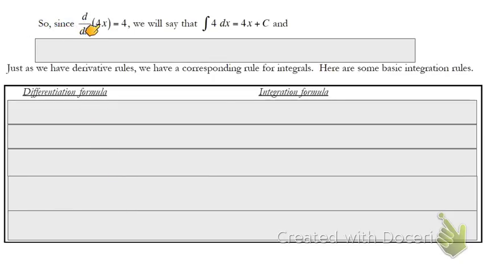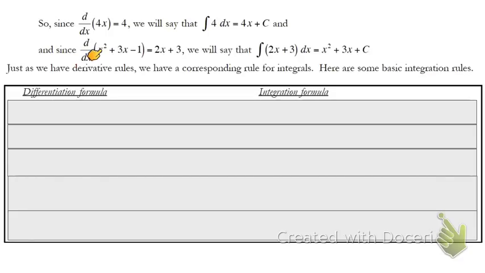It says the derivative of 4x is 4, therefore we say that the integral, remember this elongated s symbol is the integral symbol, therefore the integral of 4 dx, meaning that x is the important variable here, would be 4x plus c because of that constant of integration.